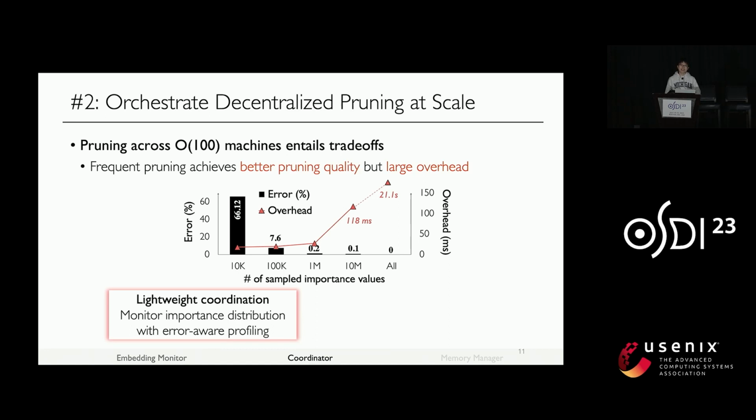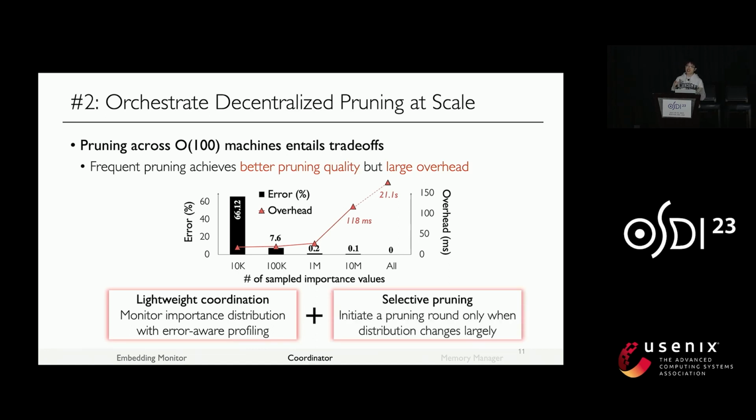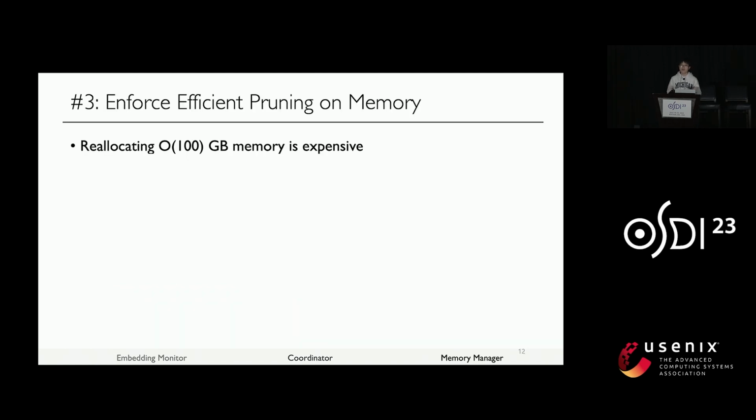Now, the coordinator periodically samples the importance distribution and initiates a new pruning round when it detects a big change in the importance distribution. This strikes a balance between pruning too frequently and too infrequently. However, as the total embedding size can be as large as tens of terabytes, we found each pruning round can reallocate hundreds of gigabytes of embedding weights, leading to new system challenges.